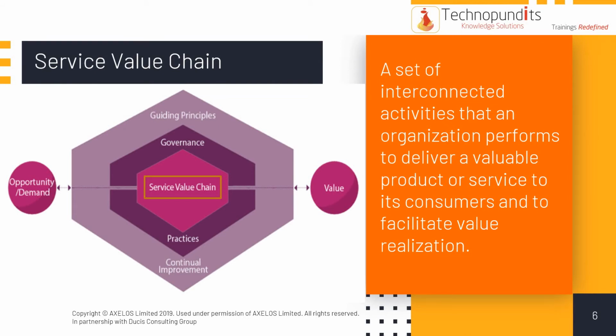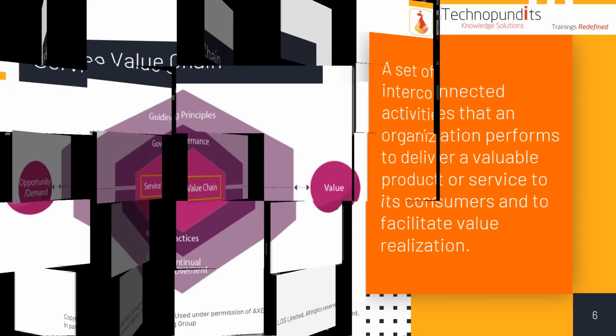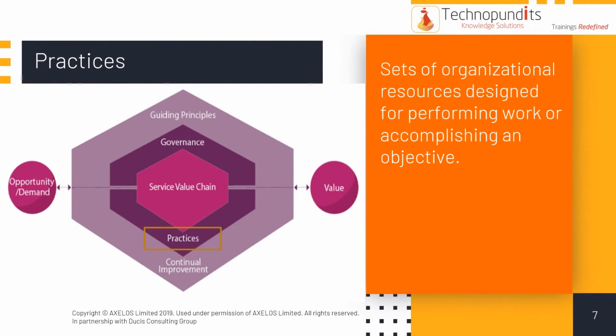Service value chain. So the service value chain is a set of interconnected activities that an organization performs to deliver a valuable product or service to its consumers and to facilitate value realization. Practices. By definition, the practices are sets of organizational resources designed for performing work or accomplishing an objective.